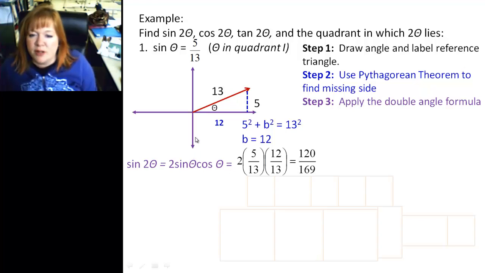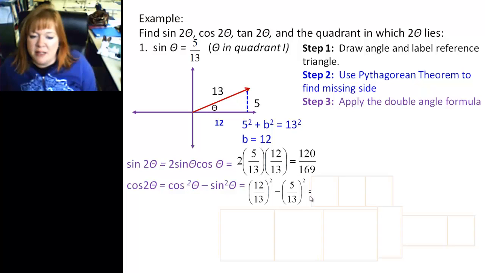So next we're going to find the cosine of 2 theta. You have 3 choices for the cosine of 2 theta. I tend to like this one, cosine squared minus sine squared, but you can pick any one you want. The reason I like this one, though, is because you'll have fractions with the same denominator, so they're easier to simplify. So you've got 12 over 13 squared minus 5 over 13 squared. That's 144 over 169 and 25 over 169.